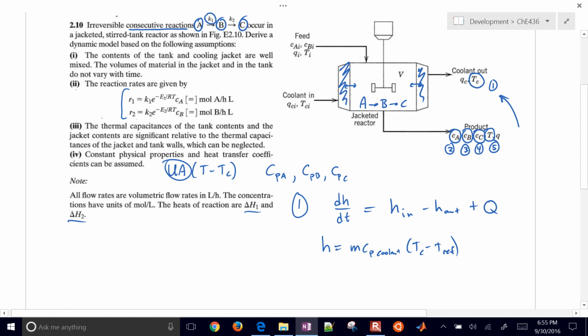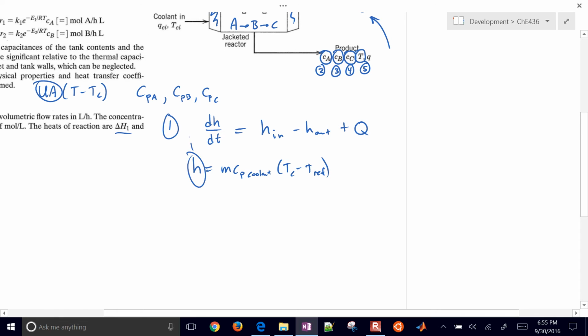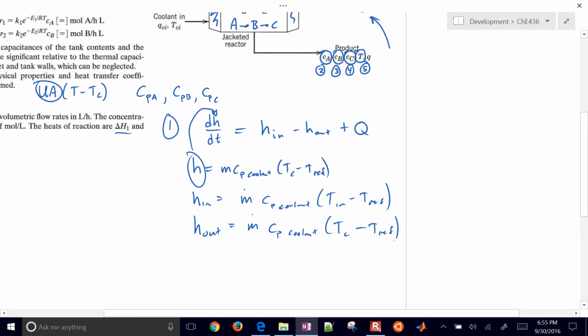Okay, and that's going to go right up in here, and then for our H in, that's going to be M dot in times C sub P of our coolant times T in minus T reference, and then H out is going to be, if it's well mixed, T coolant minus T reference. Okay, so we're going to plug all of these into these different terms right here.